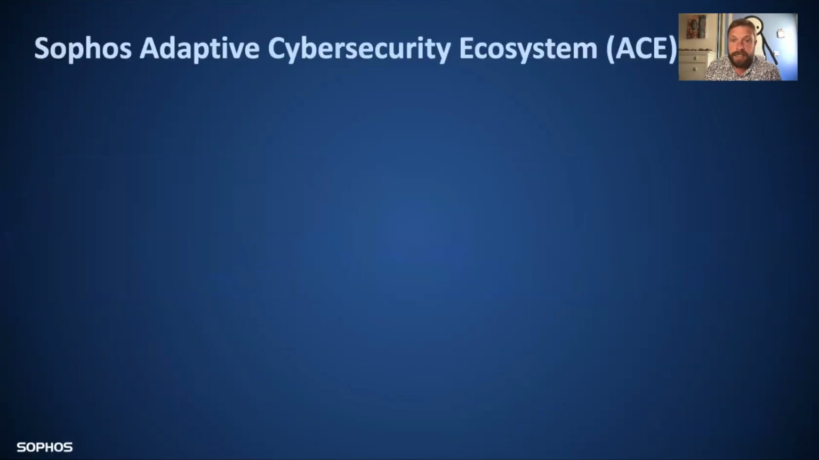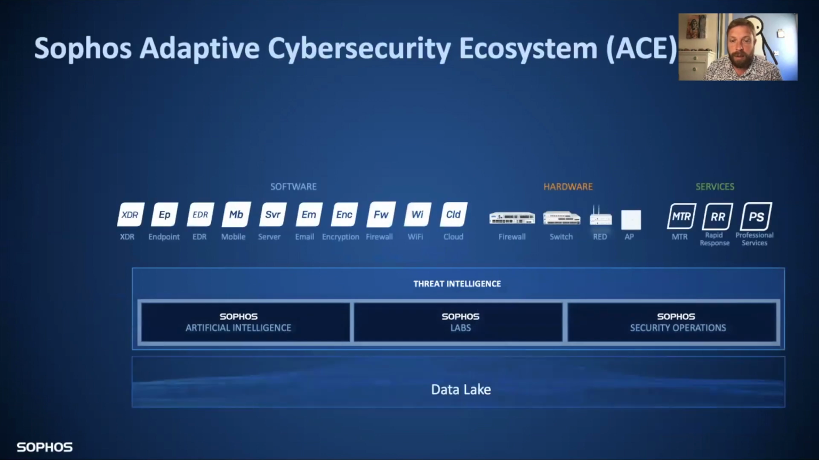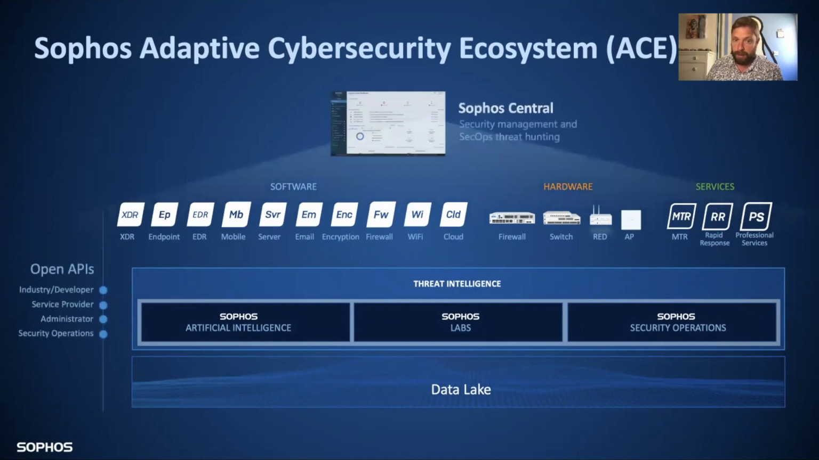But one of the highlights was the announcement of our adaptive cybersecurity ecosystem, or ACE as we like to call it. ACE is basically taking all of the wonderful threat intelligence that we gather from both our labs infrastructure and what our machine learning engine has found out, in conjunction with all the wonderful information that we glean from running a security operations center. And the idea of gathering all that intelligence is to deposit it into a data lake that all of our products can both feed into and draw out of.